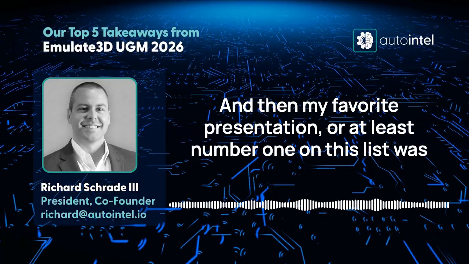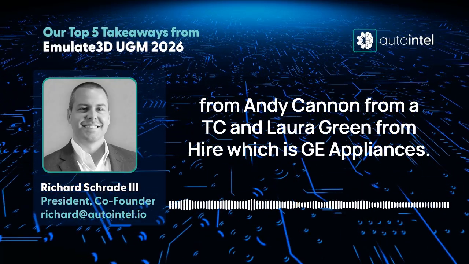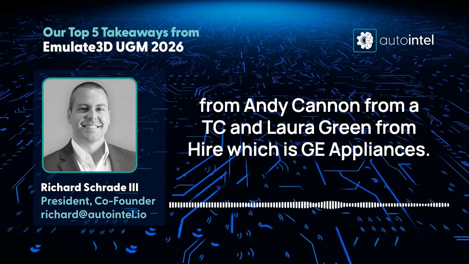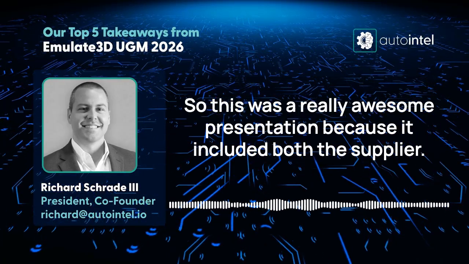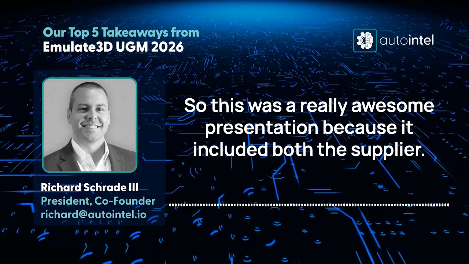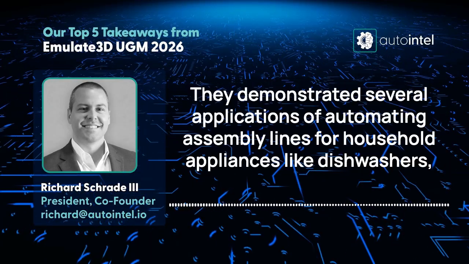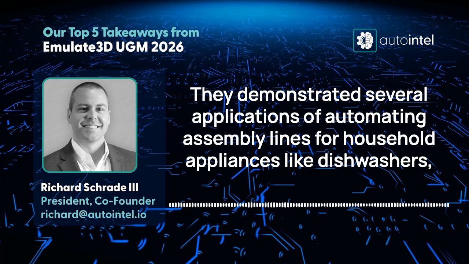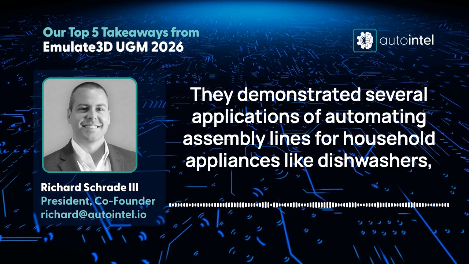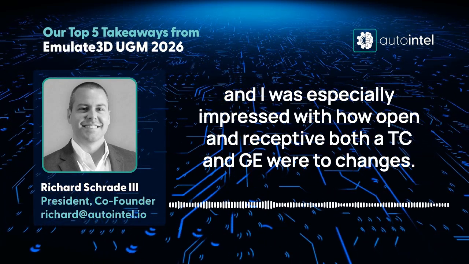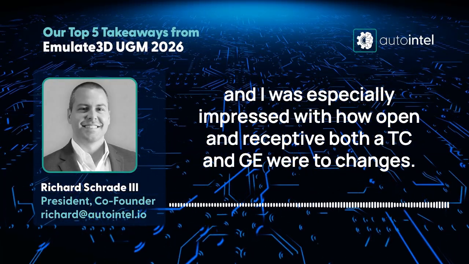And then my favorite presentation, or at least number one on this list, was from Andy Cannon from ATC and Laura Green from Haier, which is GE Appliances. So this was a really awesome presentation because it included both the supplier and the end user as presenters. They demonstrated several applications of automating assembly lines for household appliances like dishwashers, and I was especially impressed with how open and receptive both ATC and GE were to changes.